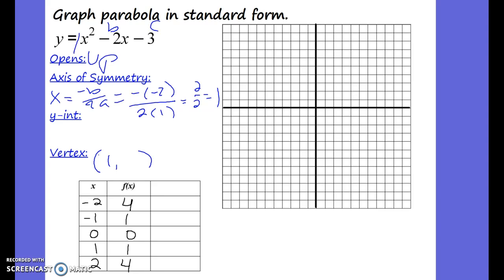Then remember our y-intercept, it's just always our c value. So in this case, our y-intercept would be the point 0, negative 3. Now our vertex, remember when you have an x value, you plug it in to find y.